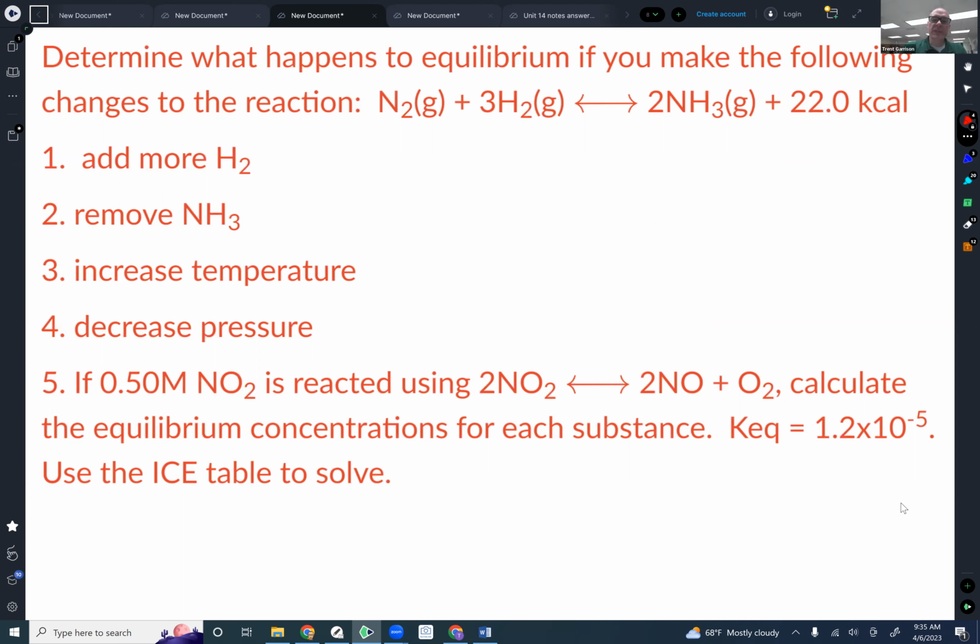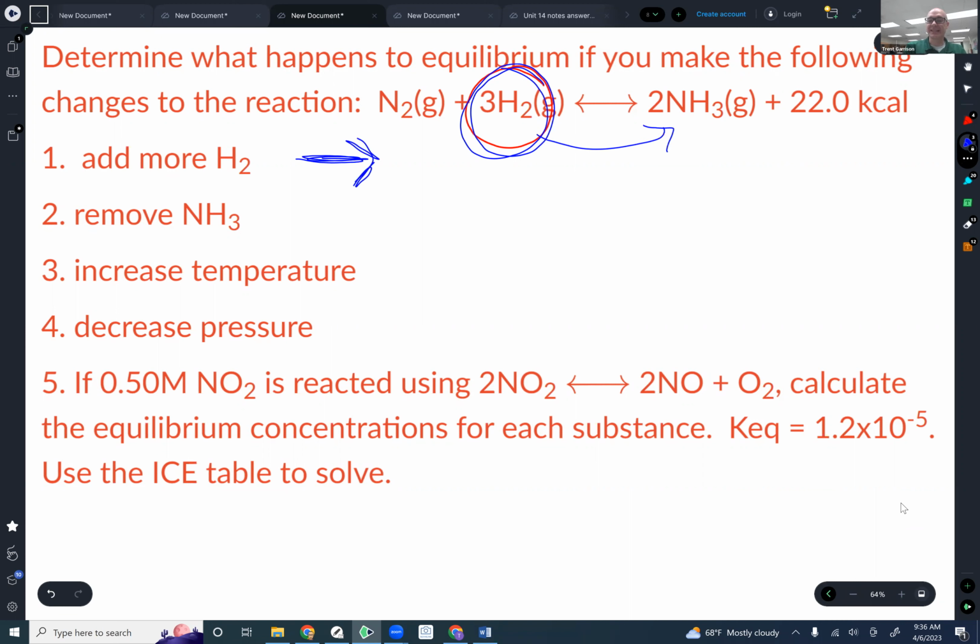So what we want to figure out is, what happens if just the hydrogen is increased? Well, according to Le Chatelier's principle, it will try to get rid of stress. It will shift to the other side from where you've added extra. So which direction is this going to flip? What's going to happen to the equilibrium? It's going to shift to the right, because it's going to try and get rid of this excess material.